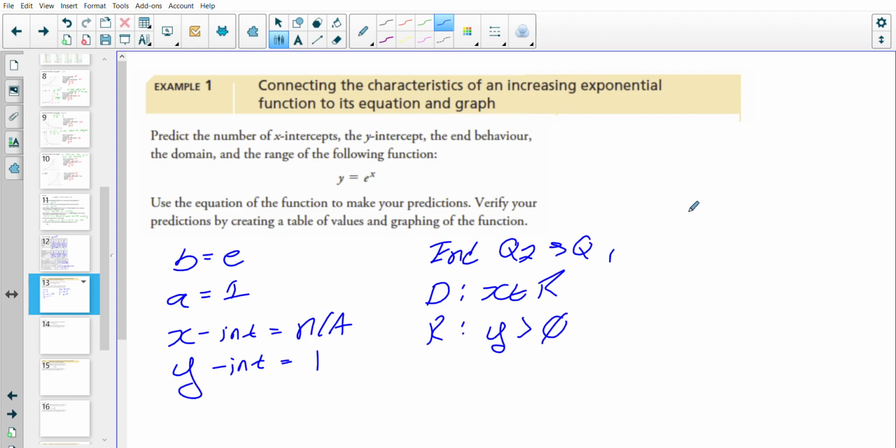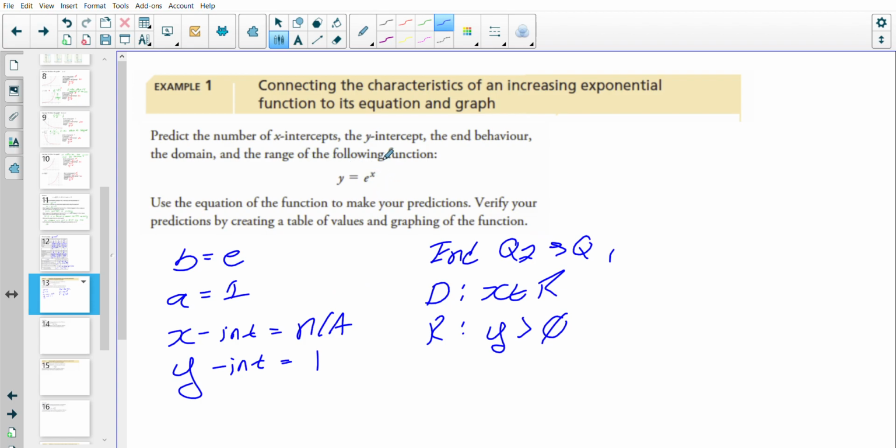E is a number similar to pi. It's 2.71, but then it goes on forever, and similar to pi, it just doesn't stop. It's a non-terminating, non-repeating number, making it an irrational number.